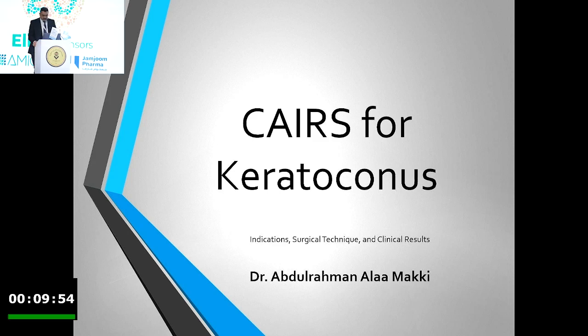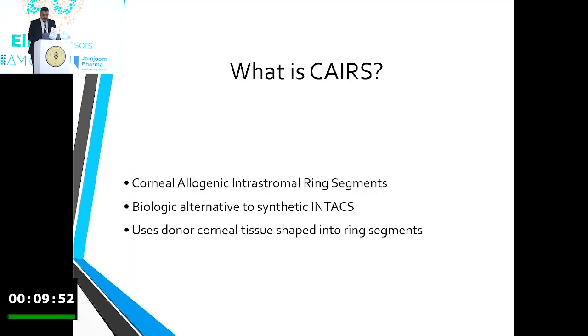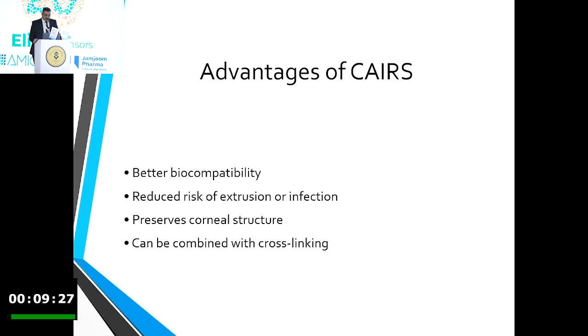CAIRS for keratoconus. What is CAIRS? At the beginning, I want to show you what CAIRS is in a simple way. It is a corneal allogenic intrastromal ring segment, a biological alternative to the synthetic Intacs, and it uses donor corneal tissue shaped into a half ring, not a complete ring. It is a half ring of corneal tissue.